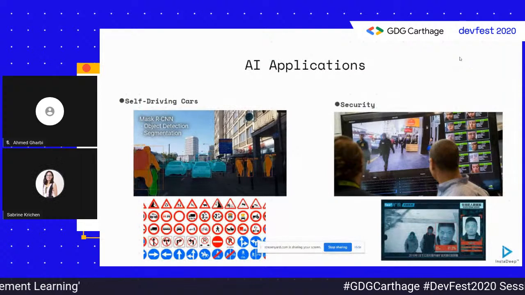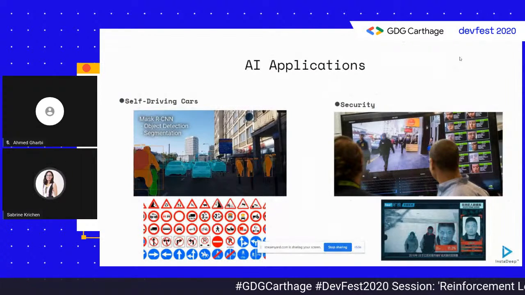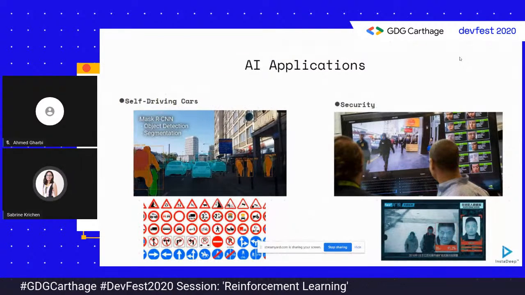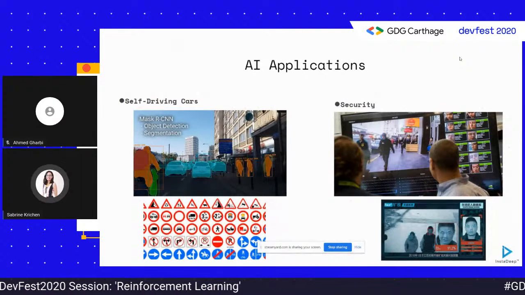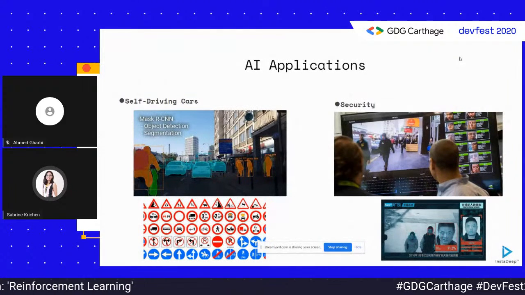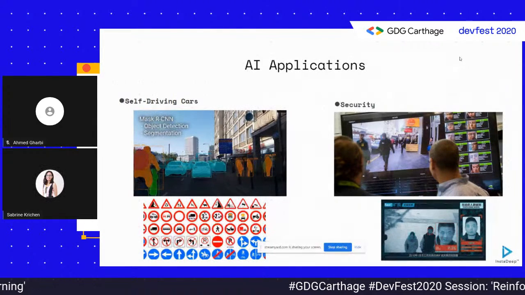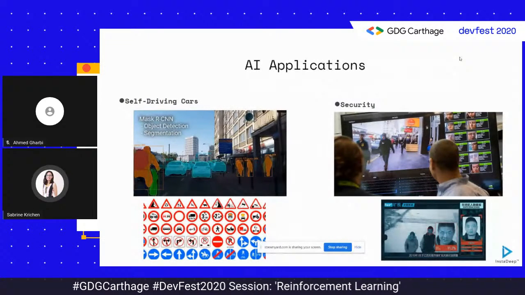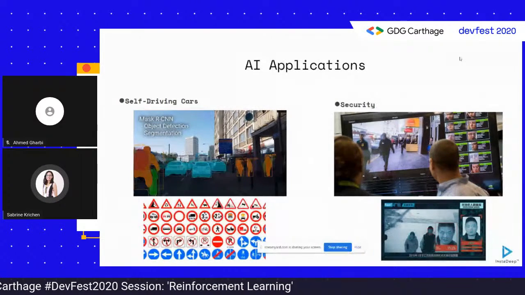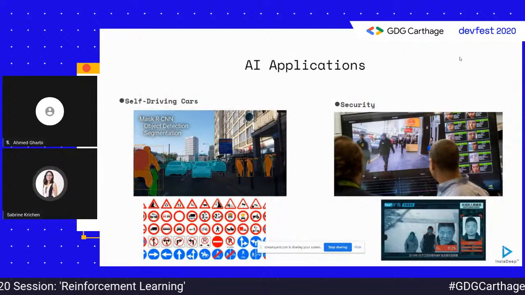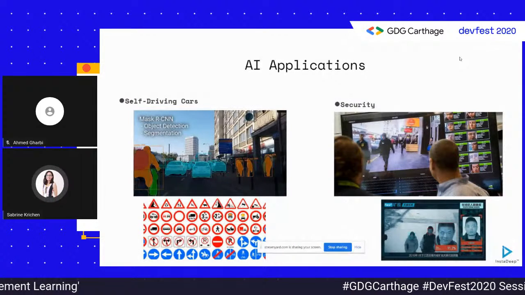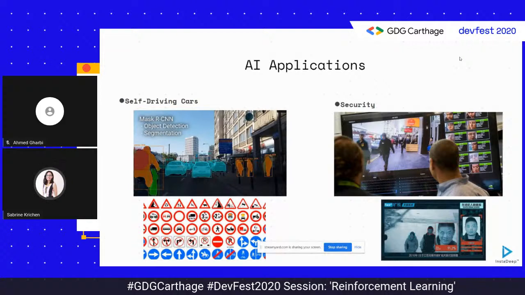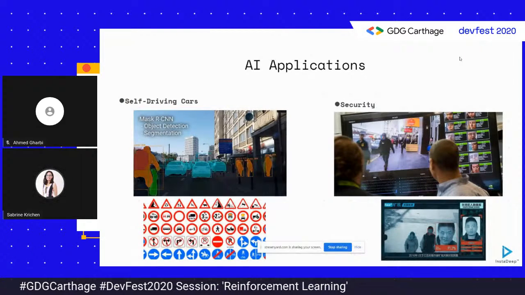Also in the security field, as we know, surveillance, for example, is a very difficult task, and sometimes it requires a big number of people. So artificial intelligence is making this task easier. It can identify people, identify anomalies in crime scenes. So it's making this task easier.